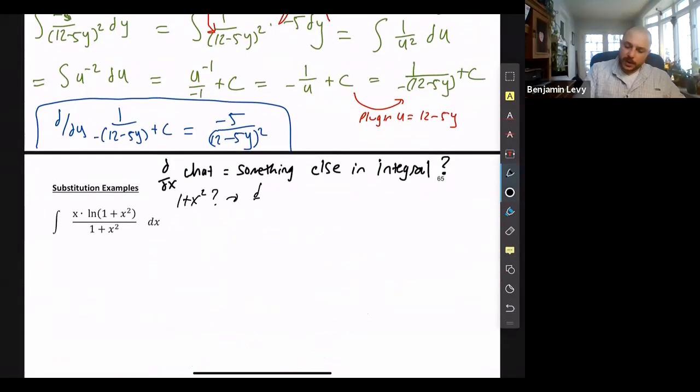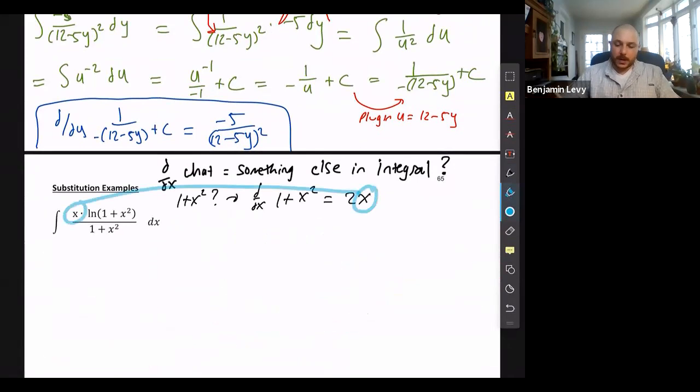Well, let's take a derivative and see what happens when we do that. When we do the derivative of 1 plus x squared, we get 2x. And there's an x in our answer, right? And so we're accounting for part of it, but we're not accounting for the 1 plus x squared at all on the bottom. And so this is a good option, and when you take the derivative, it helps a little bit, but it doesn't do everything we want. It doesn't fully account for everything else in the integral.